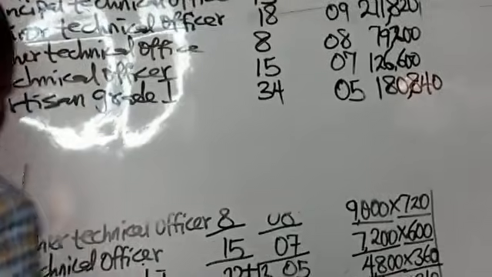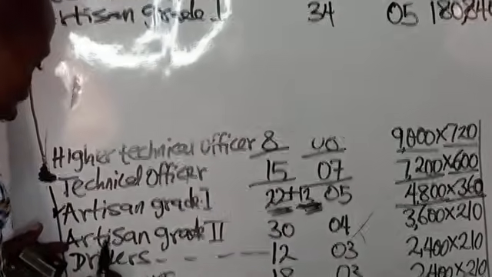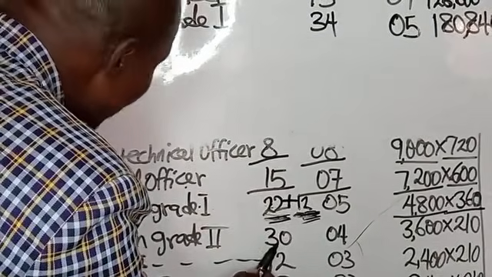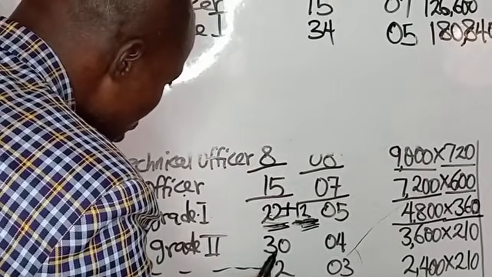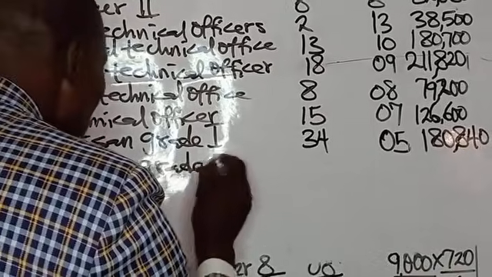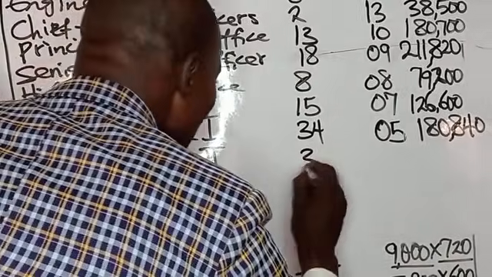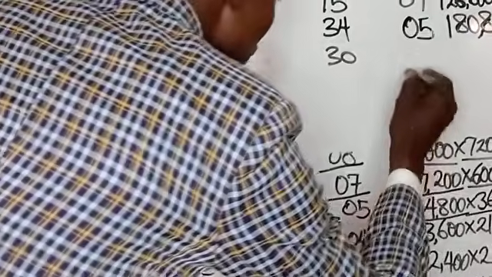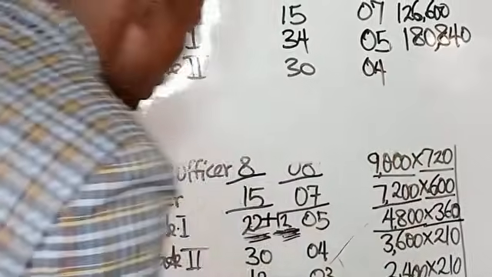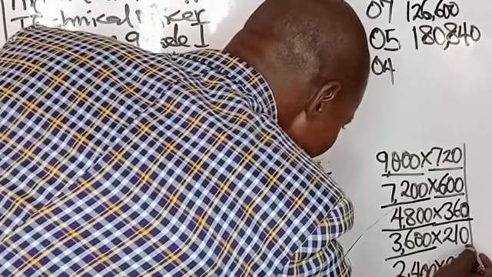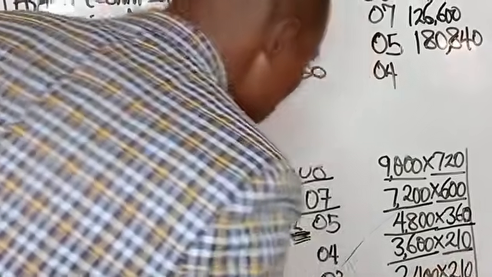After artisan grade 1, we have artisan grade 2. They are 30 in number. Artisan grade 2, 30 employees. Grade level 4. Their basic pay is 3,600 and increment is 210. Artisan grade 2.